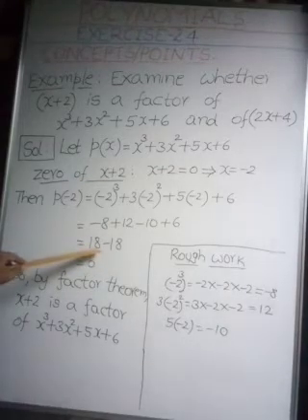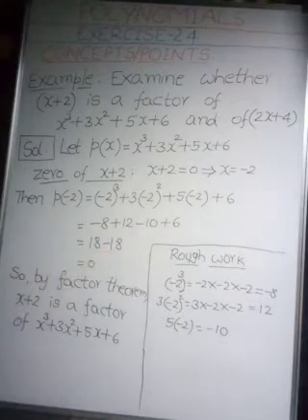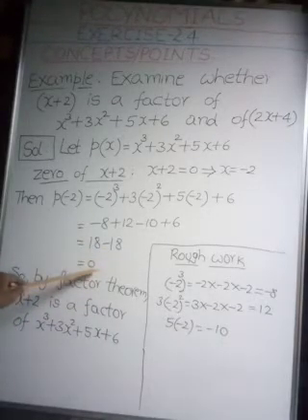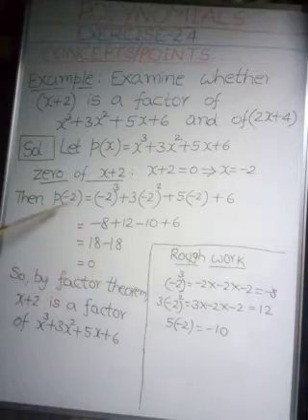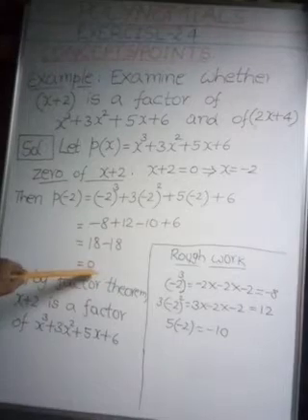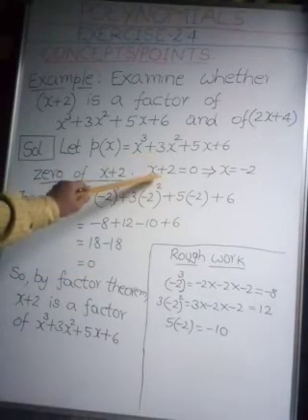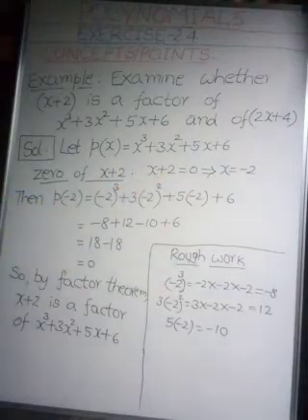Right. Then we have to simplify these two numbers. 18 minus 18, what will you get here? 0. So this is the remainder we got here. p of minus 2 is equal to 0. This is nothing but the remainder when this polynomial is divided by the polynomial x plus 2.